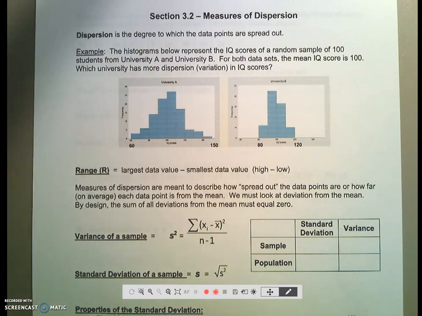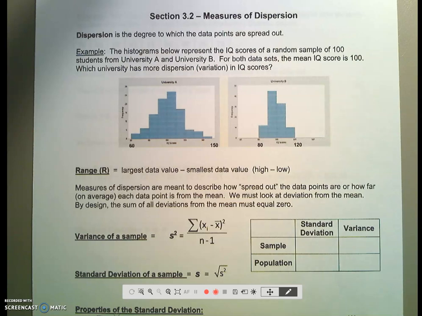Okay, let's look at a quick example. It says the histograms below represent IQ scores of a random sample of 100 students from University A and from University B. So if you look at both data sets, the mean IQ score is 100. That's what we know. The mean is 100 for both. So if that's the only thing you were looking at, you would think that the student body was pretty much the same in terms of IQ. But I want to know which university has more dispersion or variation in IQ scores.